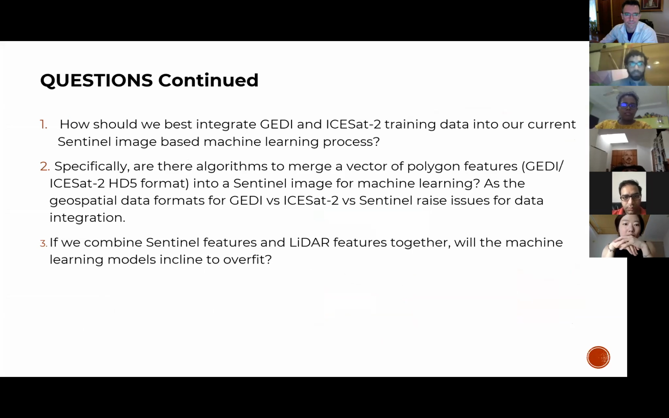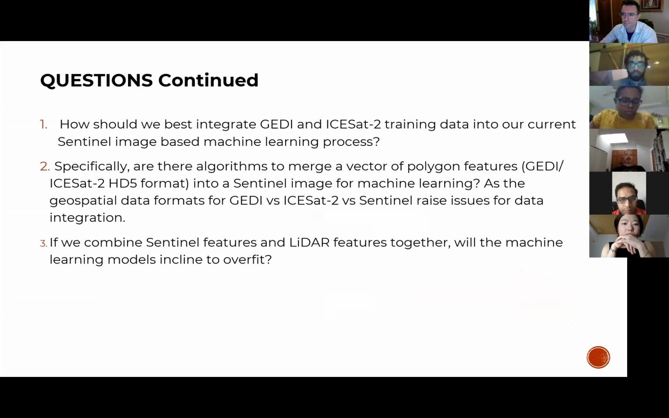So some questions related to this third process. I've managed to obtain ISAT-2 data for our region of interest in Pulau Ubin, Singapore. The next challenge would be converting it into a geospatial format similar to Sentinel images, where it can then be used in our machine learning processes.